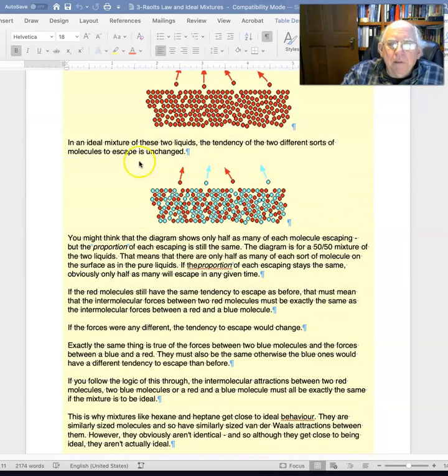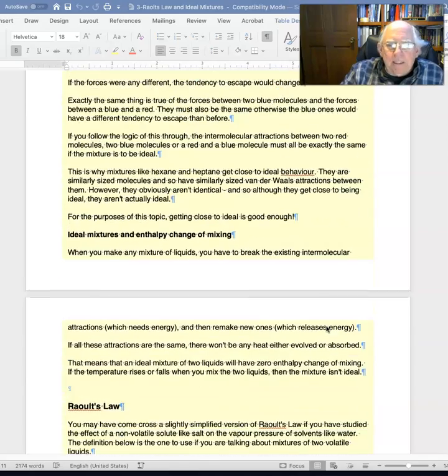Now when you have a mixture of red and blue, you may think that only half as many of the molecules would be escaping, but primarily what happens is that you will have a proportional amount of the various molecules escaping. The red molecules will still have the tendency to escape as before, and the blue molecules will also have the same tendency.